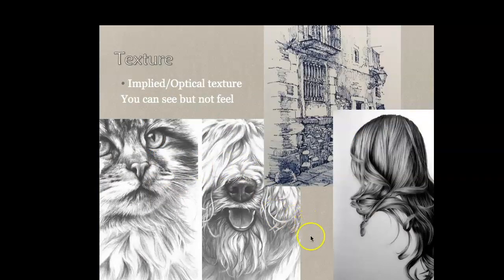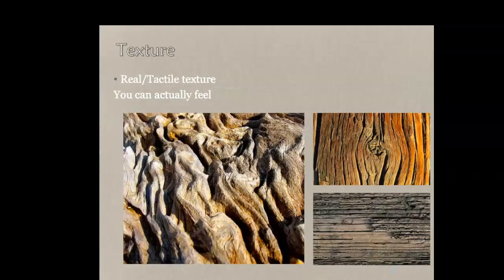Here in these examples, we have optical texture, implied texture. We can see the furry softness of the animal's fur, or the smoothness in this hair, or the roughness of the rock wall. But we know if we touch it, of course, it's not going to feel the same way. In comparison to these images, with this wood material, if you were to actually touch this, it's going to feel the way you think it would, that rough, woody feel.